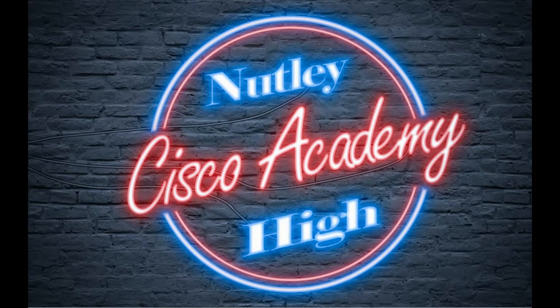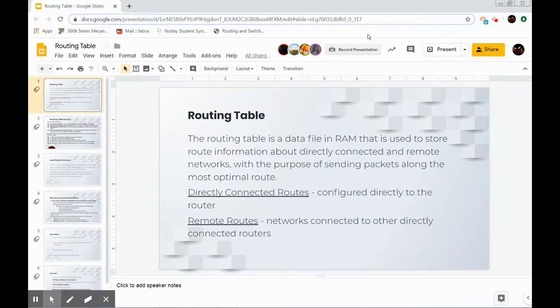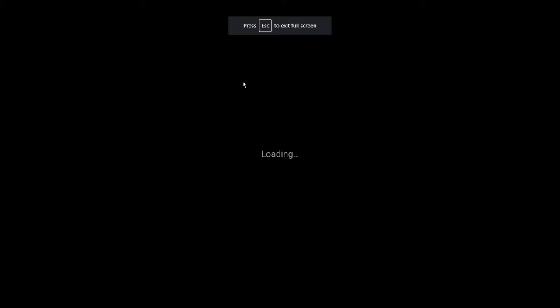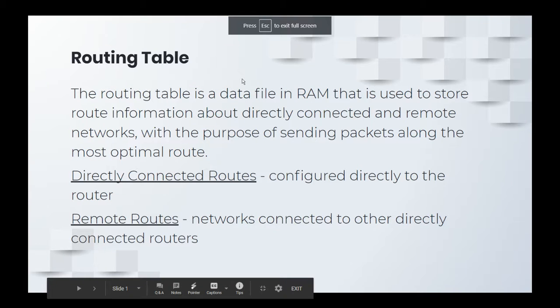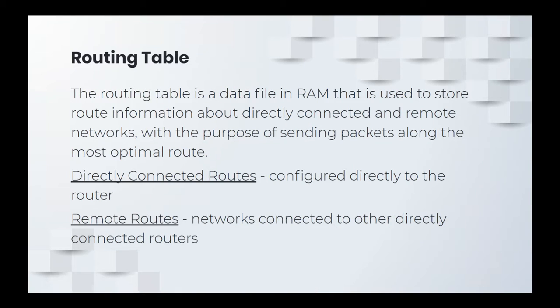Today's presentation is on routing tables. The routing table is a data file in RAM that is used to store route information about directly connected and remote networks, with the purpose of sending packets along the most optimal route. There are directly connected routes, which are configured directly on the router, and then there are remote routes, which are networks connected to directly connected routes.